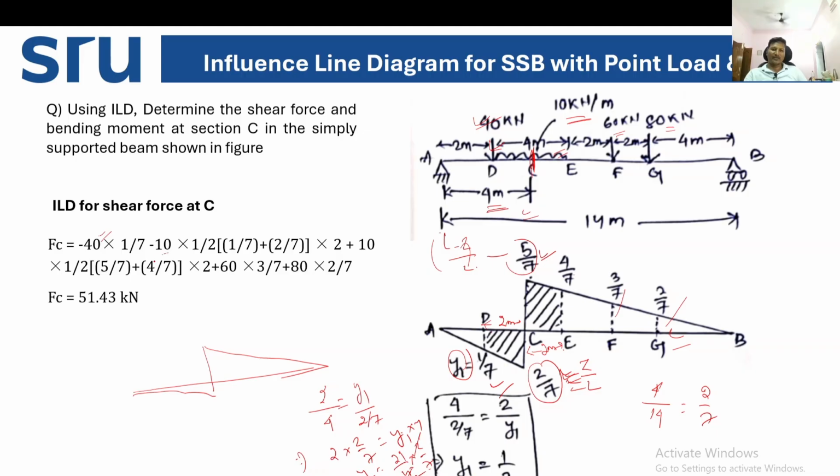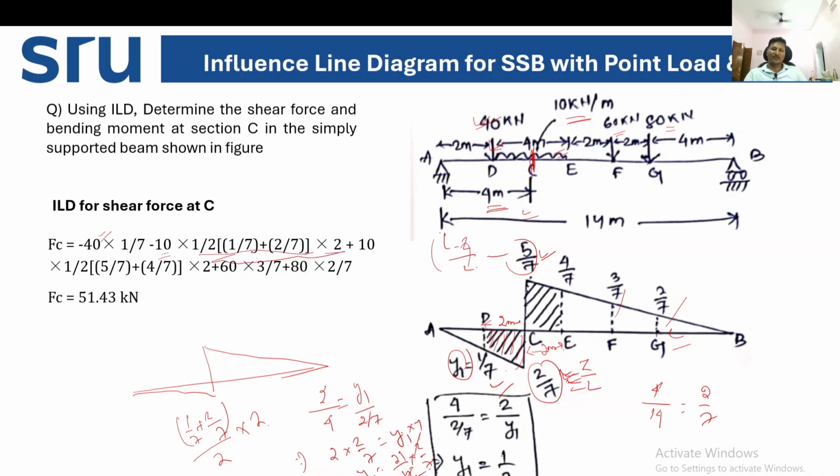10 is nothing but your UDL. 10 into, in case of UDL, what do we have to do? Area under the UDL. So 10 into half into 1 by 7 plus 2 by 7, area under the trapezoidum. Basically, we are calculating the area of this trapezoidum. This trapezoidum area is 1 by 7 plus 2 by 7 divided by 2 into distance, which is 2. This is what we have written, 1 by 2 into 1 by 7 plus 2 by 7 into 2.